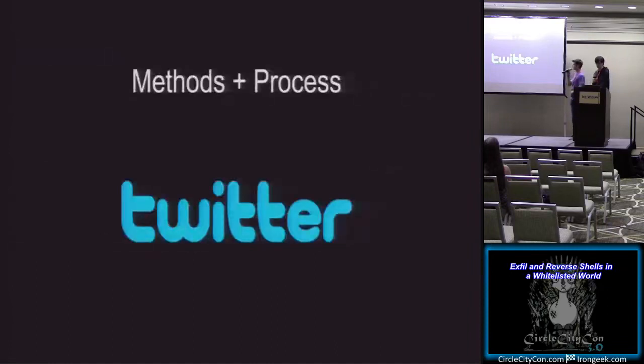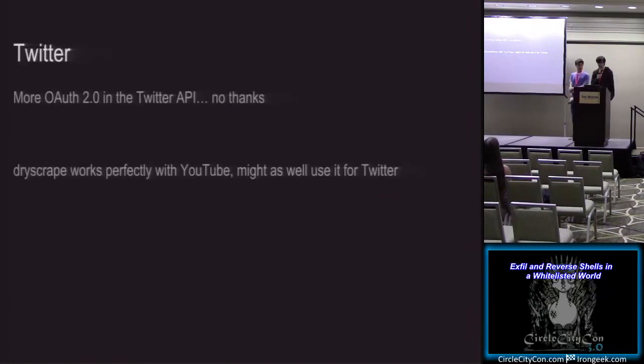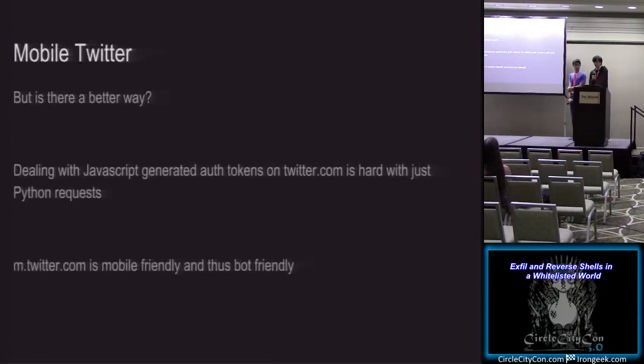And then we decided to try our hand at Twitter. Yeah, so for Twitter, we looked at their API too, trying to be good guys, but we just found more OAuth 2.0, and we decided to go with DryScrape again because that worked. But it turns out that DryScrape is actually overkill, because if you try disabling JavaScript in your browser on Twitter, it'll actually redirect you to the mobile Twitter page.